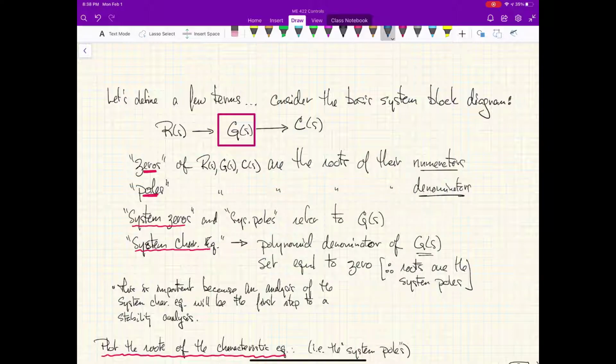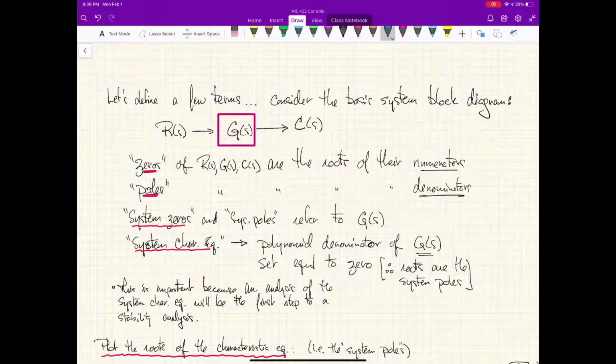So G of S is so important, it has its own sort of name. Although, as you saw from the first two lines, I can also refer to the system poles and zeros as zeros and poles as well. The system characteristic equation is the denominator of G of S, all right, the polynomial in S.